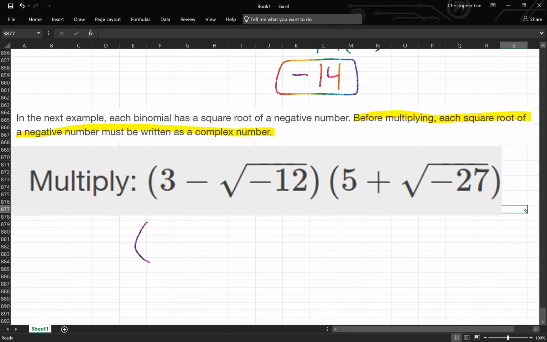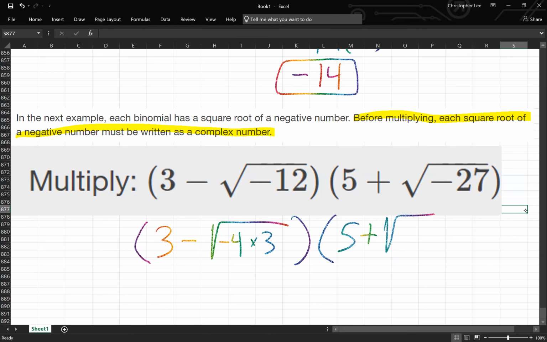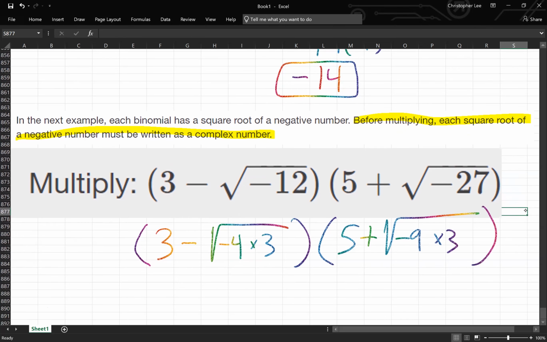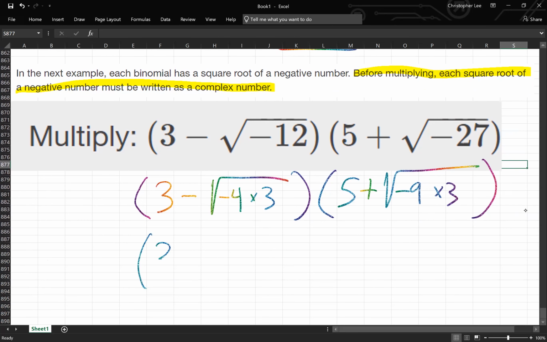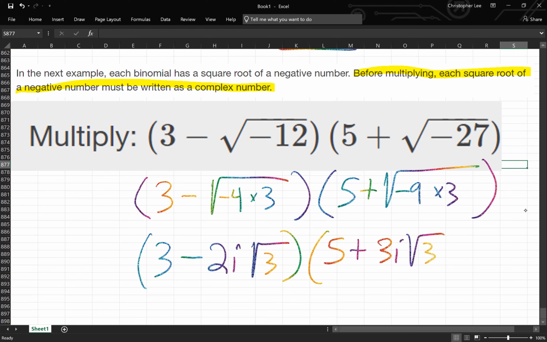So this first part is going to become what? 3 minus, what's this, square root of -4 times 3. And then this is 5 plus what? Square root of -9 times 3. And just continue doing the math. So this becomes 3 minus 2i square root 3, and then this becomes 5 plus 3i square root 3.